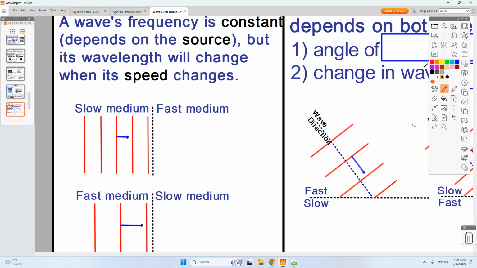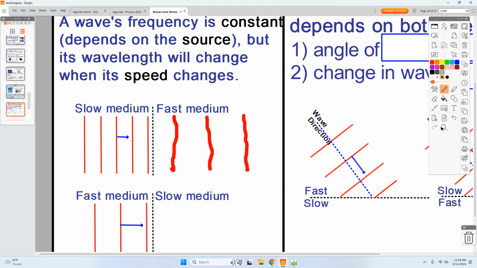Okay, let's try that again. So the wavelength should increase because the speed has increased, and so the wavelength should be bigger. Okay, does that make sense? Speeds up, it travels further in the same amount of time as it did before.